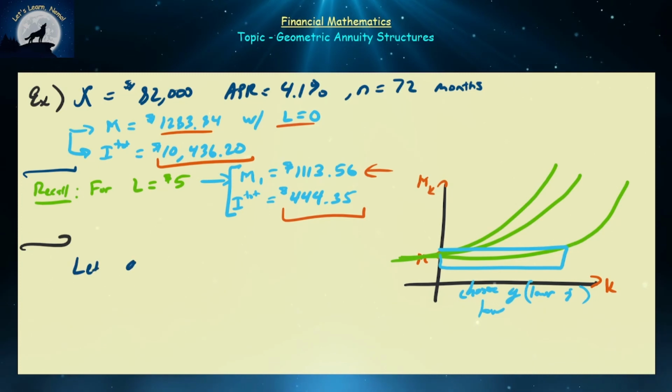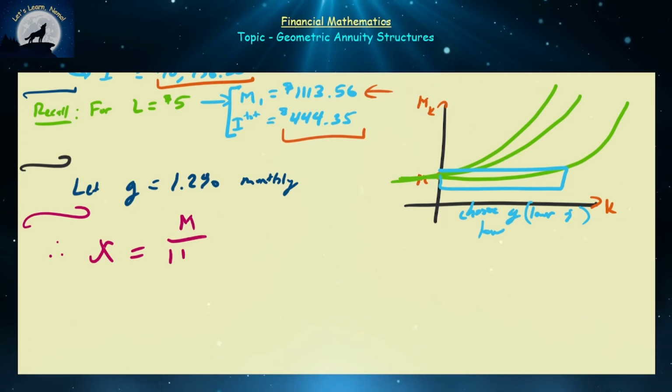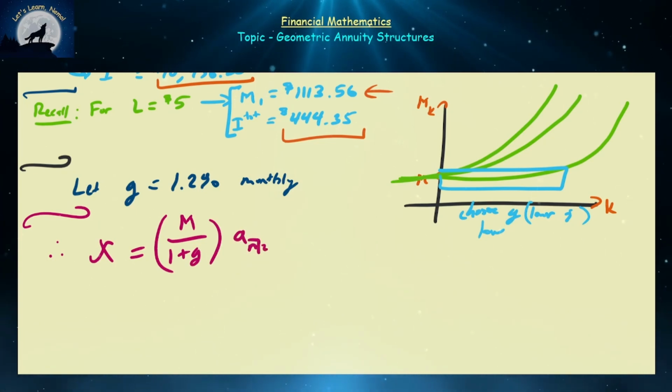So let's assume that our g is equal to 1.2%, and let's assume that's a monthly effective rate g. So each month our payments are going to increase by 1.2%. All right? So what is this going to be? Well, under the typical strategy, the present values must be equal to one another. So that means x must be equal to m divided by (1 plus g) times a_n under effective interest rate i_g. Right? So that's going to be our structure.